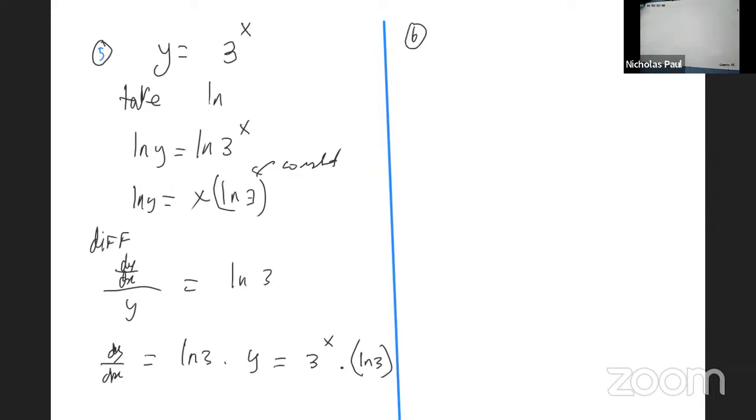One more like this. Suppose I gave you y is equal to e to the 2x plus 1. Do it the long way. You should know what the answer should look like, right? But do it the long way from what you get. Y is e to the 2x plus 1.